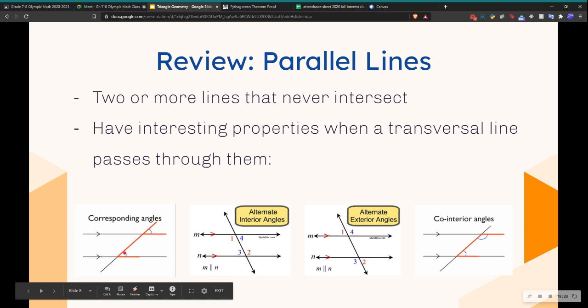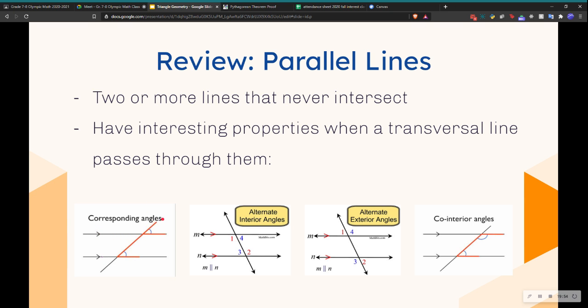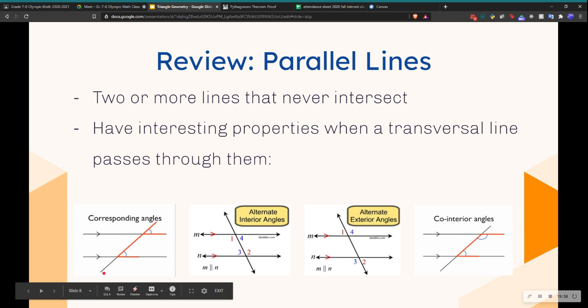These represent the angles. Let's look at the first diagram. This is called corresponding angles. Here you have the two parallel lines, and they are represented with these arrows right here. That means they are parallel. You have the arrow symbol. And with corresponding angles, you have a transversal line. This line right here is crossing these two parallel lines.